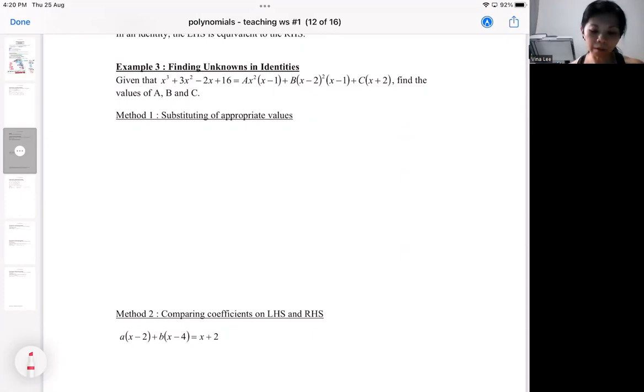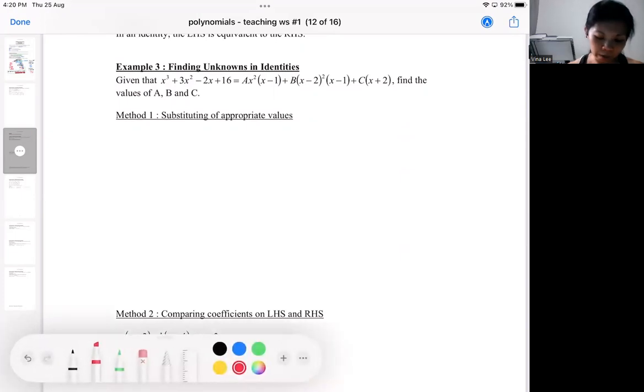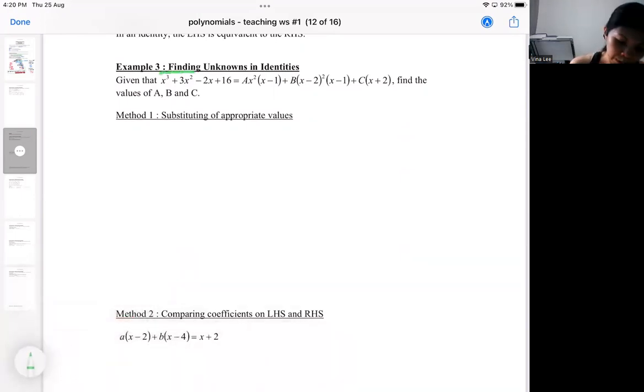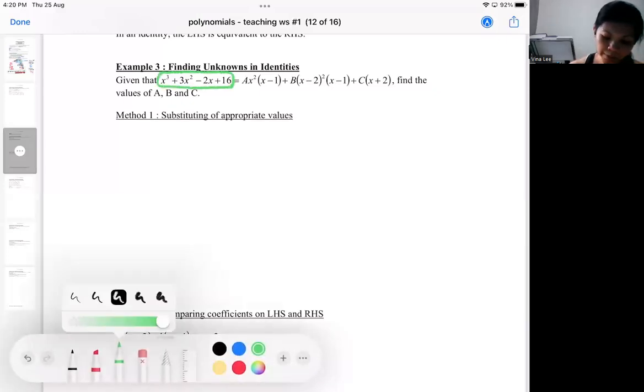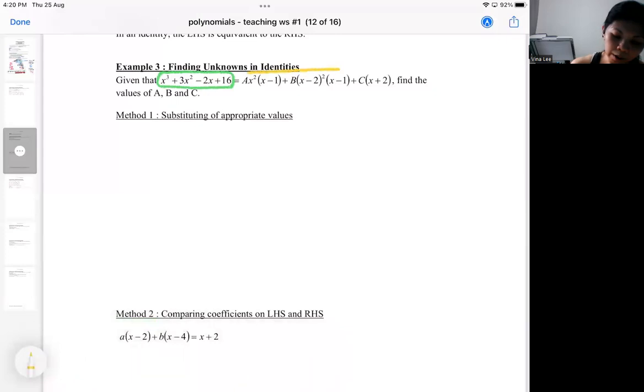So for example, in this question, where is your left-hand side? Your left-hand side is a cubic equation. Your right-hand side is also a huge expression that has a lot of brackets. The green portion is equivalent to the yellow portion in terms of value. So we are going to sub some selected values. The selected values will be the values that make the bracket 0.